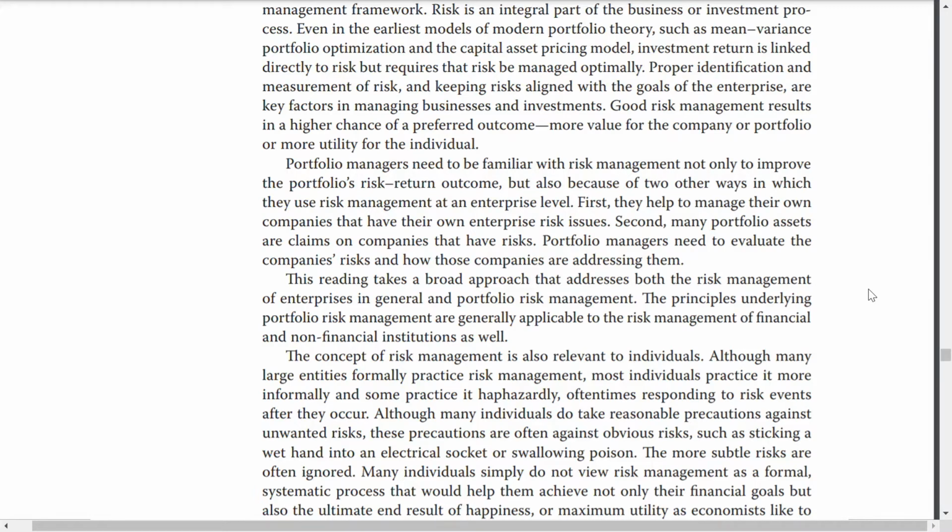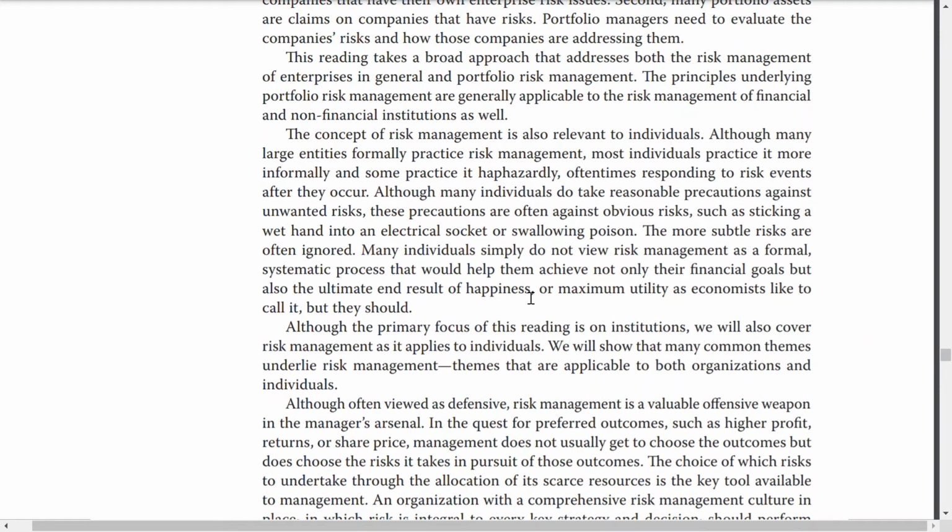First, they help to manage their own companies, which have their own enterprise risk issues. Second, many portfolio assets are claims on companies that have risk. Portfolio managers need to evaluate the companies' risks and how these companies are addressing them. This reading takes a broad approach that addresses risk management in enterprises generally and in portfolio risk management. The principles underlying portfolio risk management are generally applicable to the risk management of financial and non-financial institutions as well. The concept of risk management is also relevant to individuals.